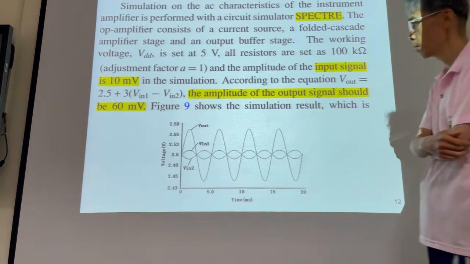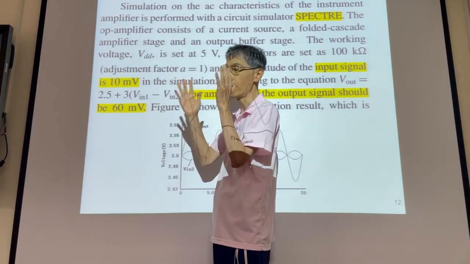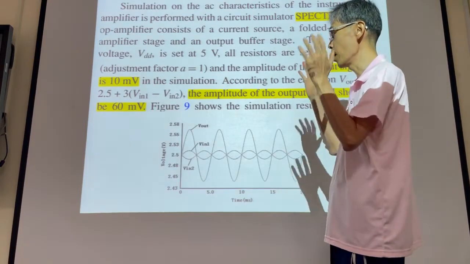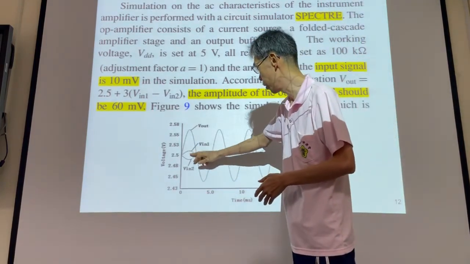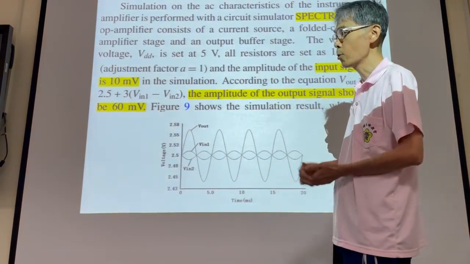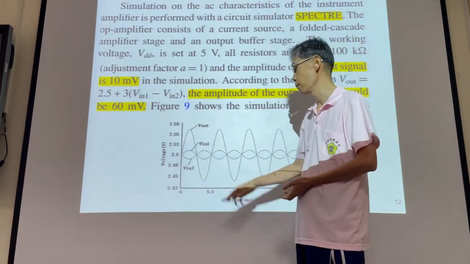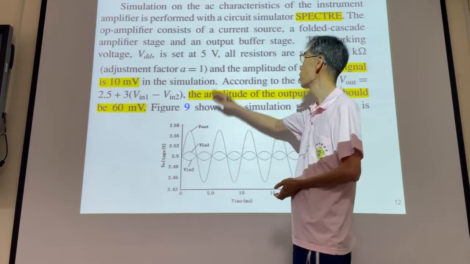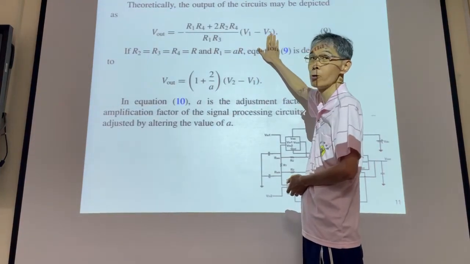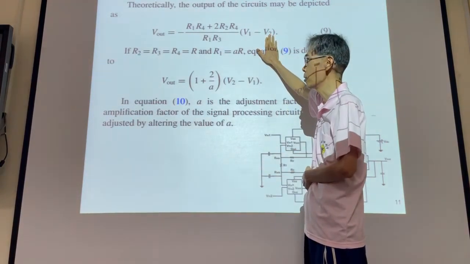Okay, see, we prefer the output is 60 millivolt. At least 10 millivolt is the standard. So we need the amplifier. So V1 and V2 differential signal. So that's why it's important to have a differential mode, because in differential mode you can have V1 minus V2. Yeah, Vin1 minus Vin2, this is differential mode. So we try to use differential mode to design the sensor.